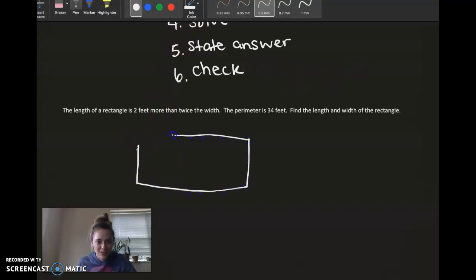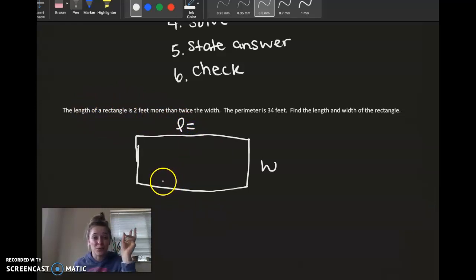Pretend it looks like a rectangle, but we've got the length and the width here, right? So length, width. It says the length of the rectangle is, "is" being a good word for meaning equals.